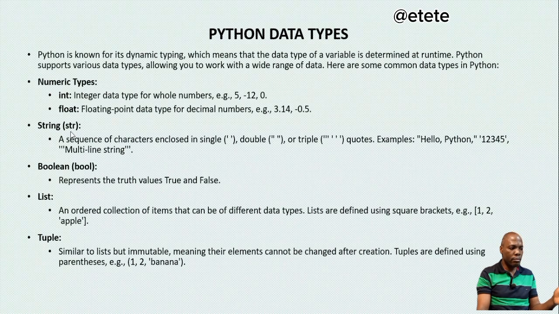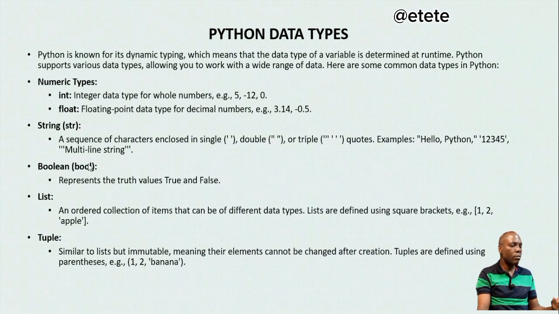String data type, str: a sequence of characters enclosed in single, double, or triple quotes. Example, 'hello Python'. Then you have '12345'. You can see this is not a number. This one is not numeric because of the single quote that you are seeing. This automatically makes it a string. So if you supply this, you cannot carry out calculations on it. That you have to understand. Multiple line string, you can see triple quote. So once you put any data inside a quote, either single quote, double quote, or triple quote, that automatically becomes a string.